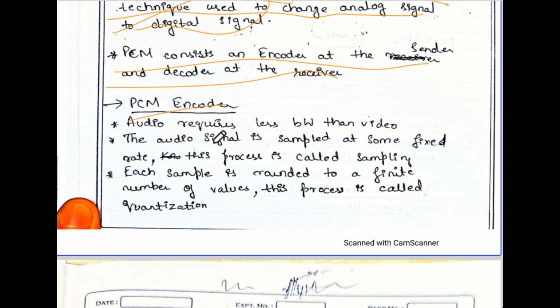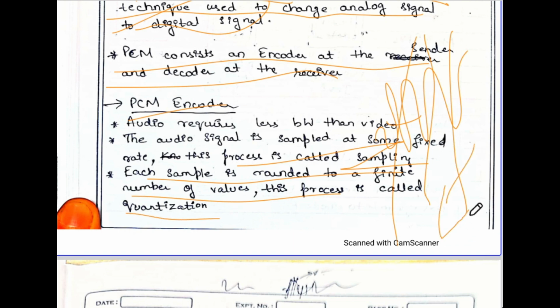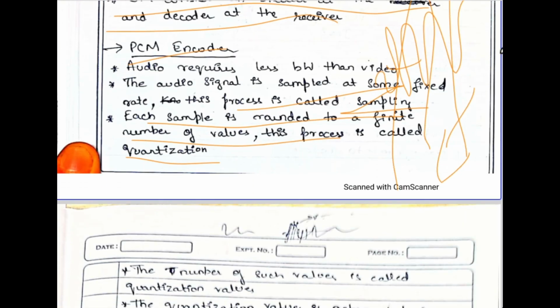PCM encoder. Audio requires less bandwidth than video. The audio signal is sampled at some fixed rate and broken into many parts. This process is known as sampling. Each sample is rounded to a finite number of values, which is known as quantization. When we assign some number to each part, this process is known as quantization.